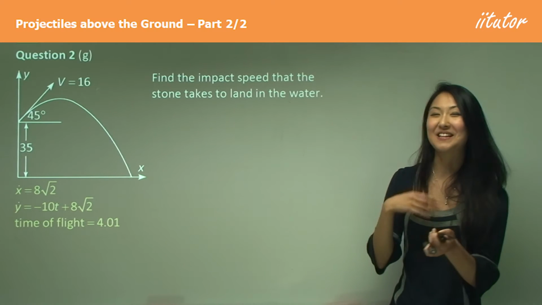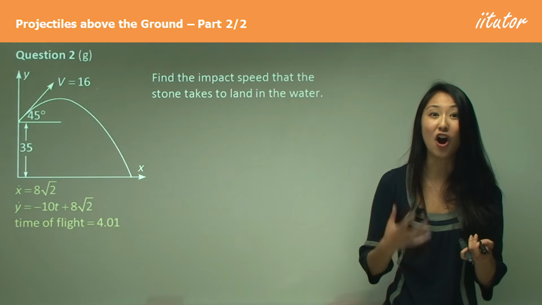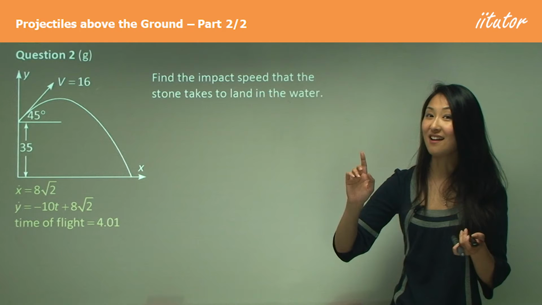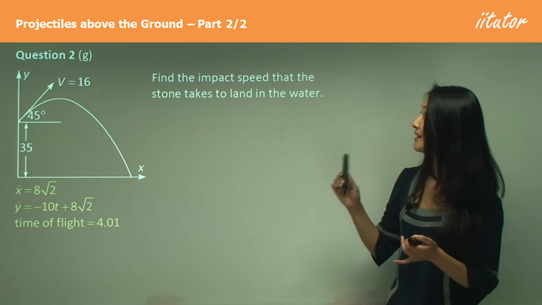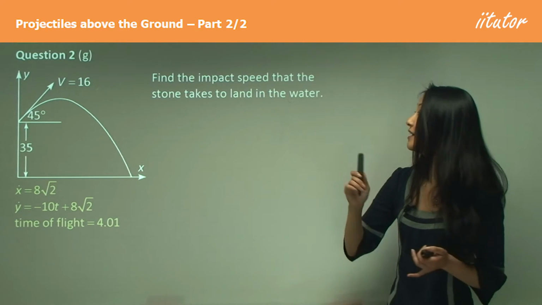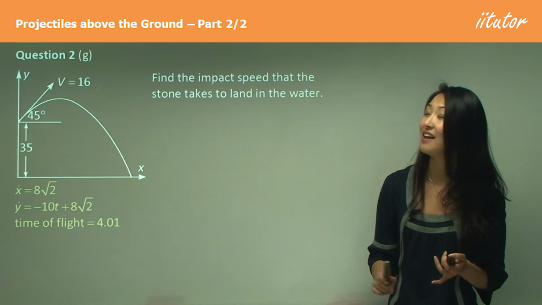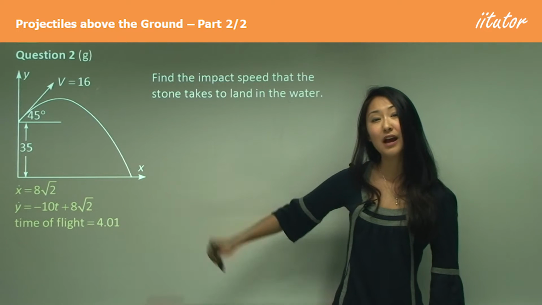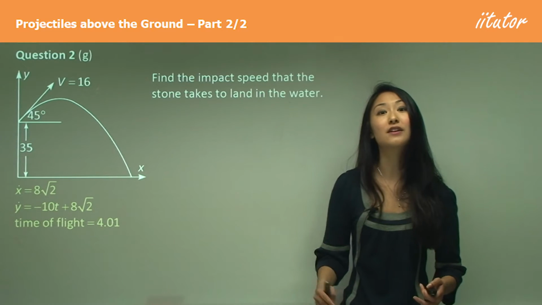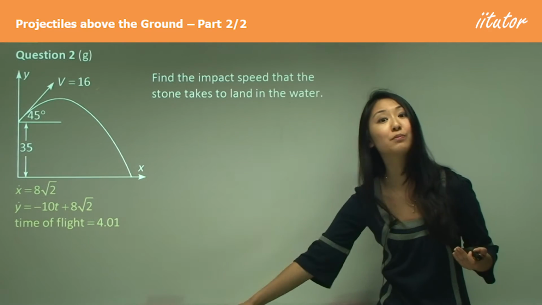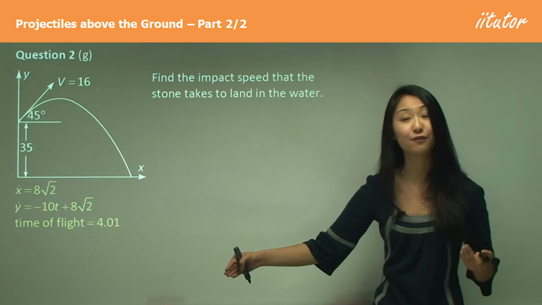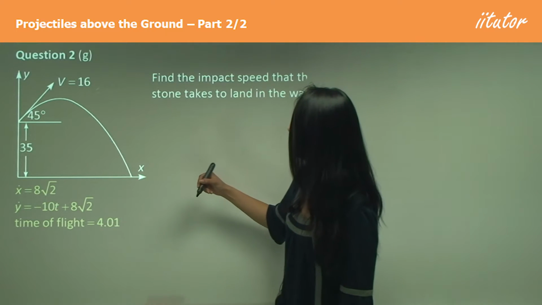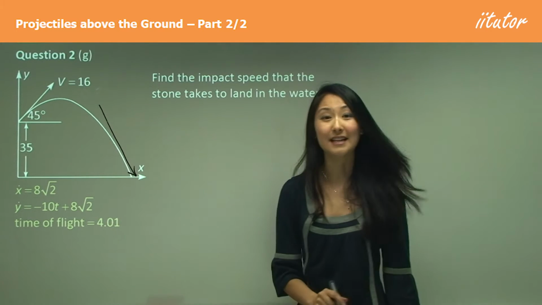And now we get to these questions which I was telling you occur only specifically when you have something that is above the ground. Here, I'm going to work with you to find out the impact speed that the stone takes to land in the water. So what we want to work out is essentially the velocity as it lands in the water. Not the horizontal velocity, not the vertical velocity, but the velocity of the actual projectile motion object itself. So we want essentially that velocity, but over here. So what we want to find out is that velocity there.